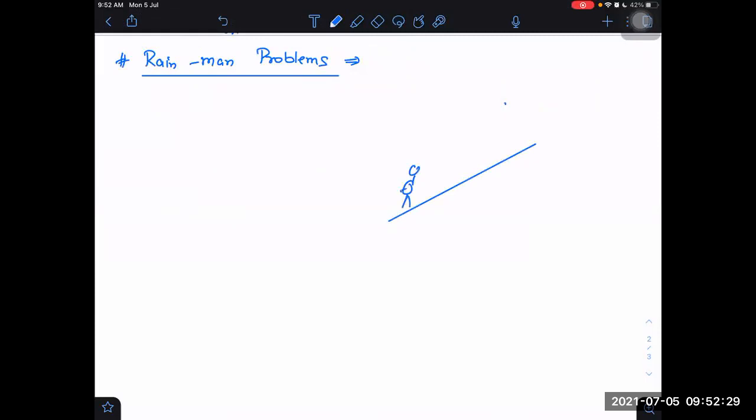Now, examples of this relative motion. When do we use relative motion? Examples are like rain-man problems. Rain-man problems, if I take, for example, let us say a man is walking up the road, an inclined road of angle of inclination theta, and rain is falling.